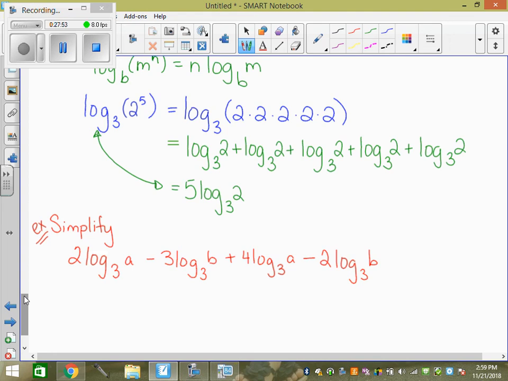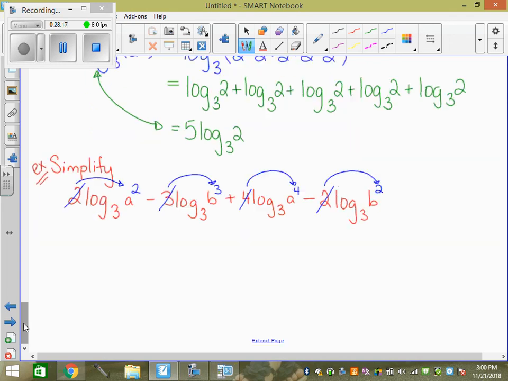1s or negative 1s. So I told you we can bring our numbers up as exponents. We're not bringing the signs up, just the coefficients. So I'm going to bring this 2 up. Cross off the 2. I'm going to bring the 3 up. Cross off the 3. I'm going to bring the 4 up. Cross off the 4. I'm going to bring the 2 up. Cross off the 2. And now I can rewrite it. Log base 3 of a squared minus log base 3 of b cubed plus log base 3 of a to the 4 minus log base 3 of b squared.